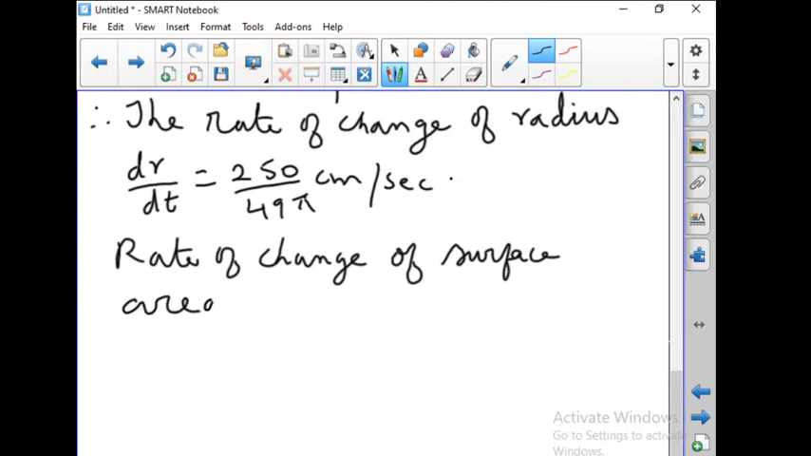Surface area is equal to 2000 by 7 centimeters square per second. Because it is a rate of change we write per second, and for radius we write centimeter, and for surface area we write centimeter square. Okay. Now coming to the next question.